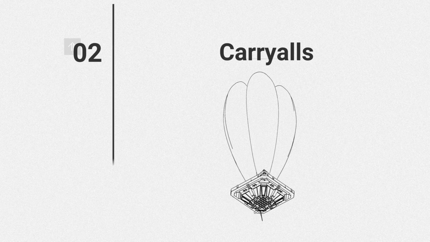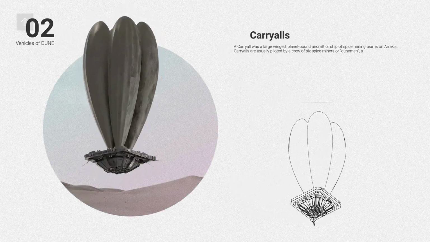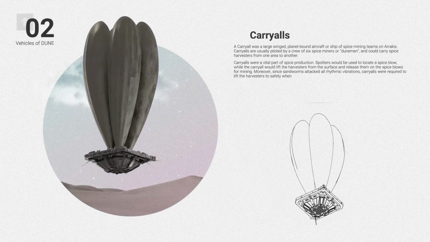2. Carrioles. These flying rovers attach cables to the harvesters and deploy 4 balloons to lift and transport them over long distances.